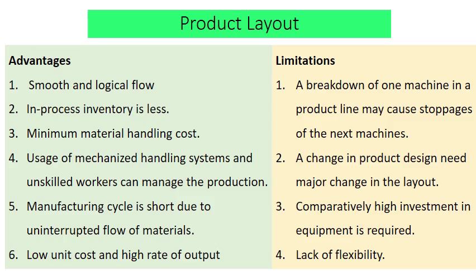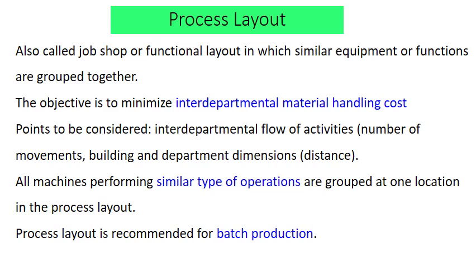Because we cannot use that special machine for the other purpose, there is a lack of flexibility, and these are the limitations. Let's come to the process layout, the second layout. This is also called job shop or functional layout, in which similar equipment or functions are grouped together. In the case of process layout, all those equipment or machines which are similar can be grouped together.